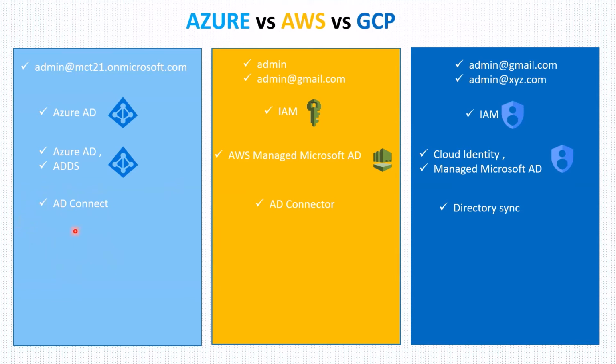So whatever changes you make on premises, all the changes will get synced into Azure AD in 30 minutes. If you want to do it faster, you can do it through the command line as well.